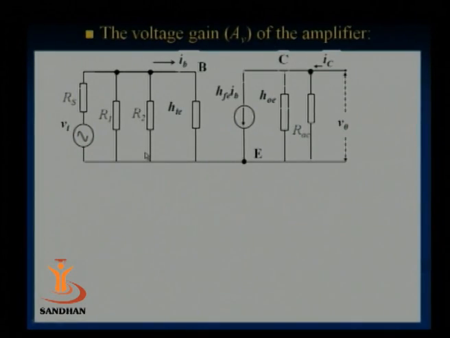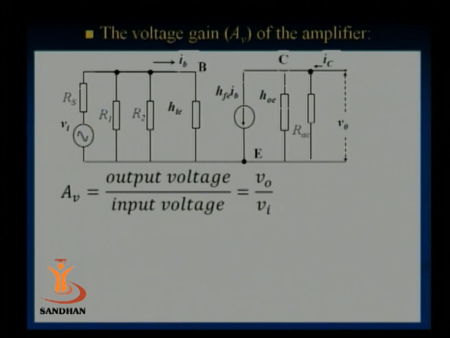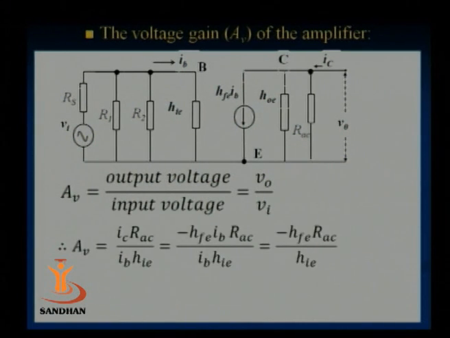Now the voltage gain, the parameters, it is very easy to define. As we know, it is output voltage divided by input voltage. From this H parameter equivalent circuit, how can it be found out? The voltage gain is nothing but the output voltage, which is given by IC into RAC. If you look at the circuit, the input voltage is IB into HIE. If we replace IC by HFE into IB, and then RAC, we simplify it as minus of HFE, IB will cancel, RAC upon HIE.